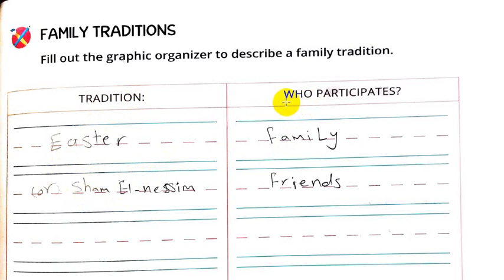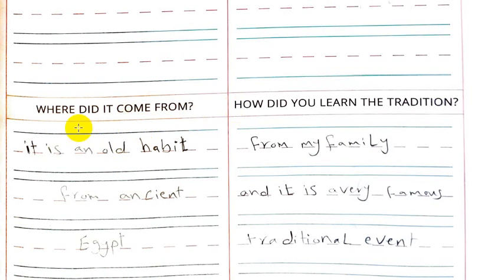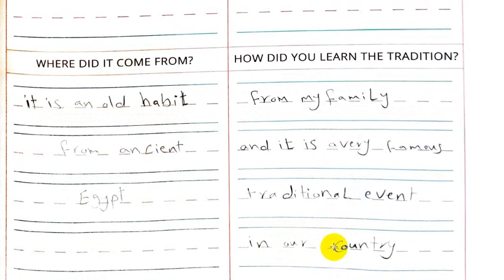Number 2, who participates with you? Excellent, family and friends. Number 3, where did it come from? Yes, it is an old habit from ancient Egypt. Number 4, how did you learn the tradition? Yes, from my family, and it is a very famous traditional event in our country.